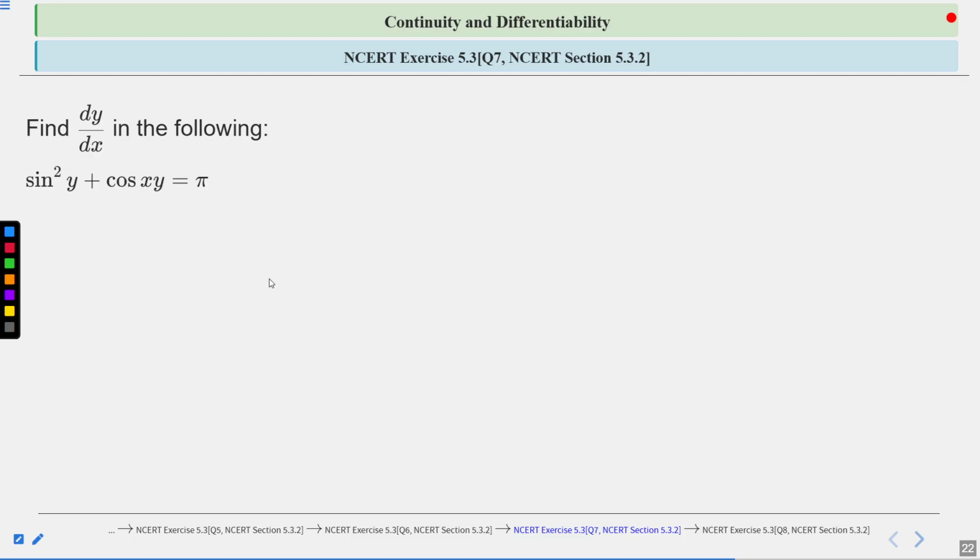Next question is find dy by dx in the following expression. And the question is sin square y plus cos xy is equal to pi. So how can we find dy by dx of the given expression? Again, we will try to differentiate both sides throughout by using chain rule or product rule. So again, I am giving you 1 minute 40 seconds to solve or think about this question. After that, we'll move to the solution part.